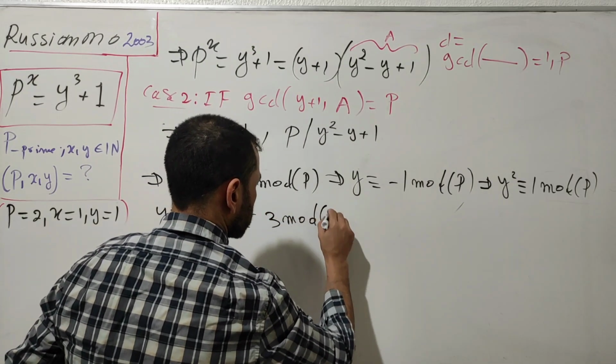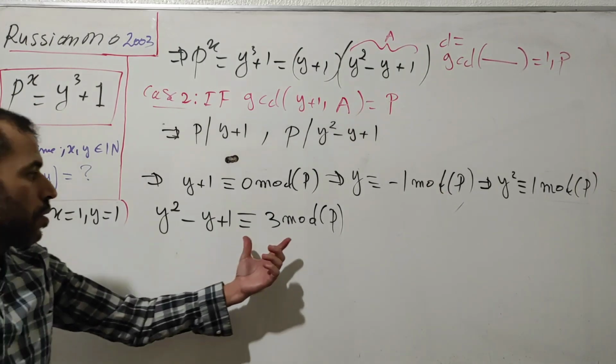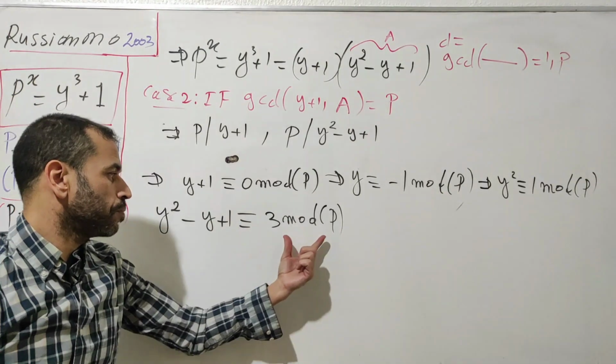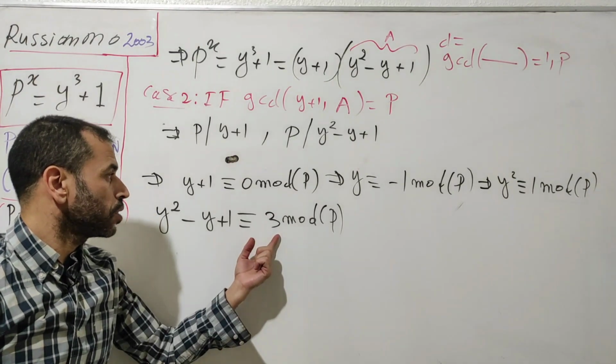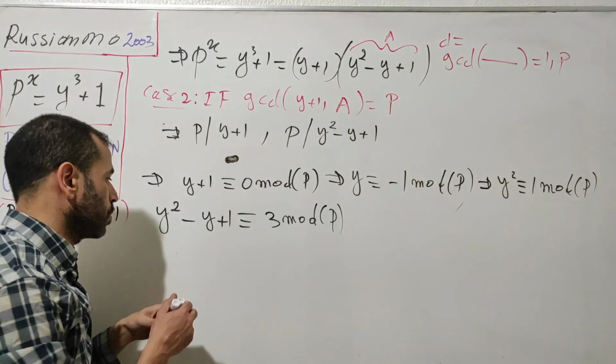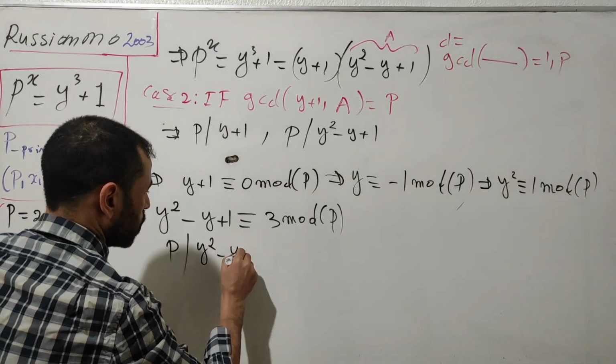It's simpler. I have two things here. I have this one is congruent to 3 mod p, keep a remainder 3, when you divide this one by p, keep a remainder 3. Also, I get p divides this term. So I have two things: p divides y squared minus y plus 1.